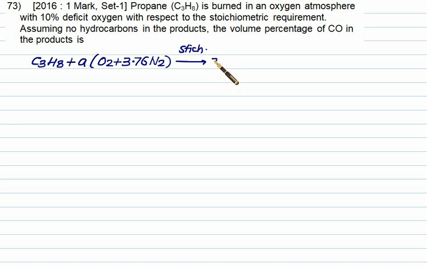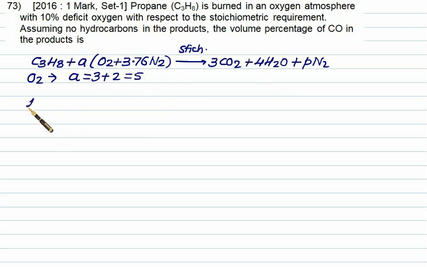So we have 3 times CO2 plus 4 times H2O plus P times N2. Let's solve here. Carbon is already balanced, so we'll balance only for oxygen. So we have A, 3, 2, so we have A equal to 5. And now we'll write down the 10% deficient case. Same reaction: C3H8 plus 0.9 times A, with A equal to 5, O2 plus 3.76 N2.